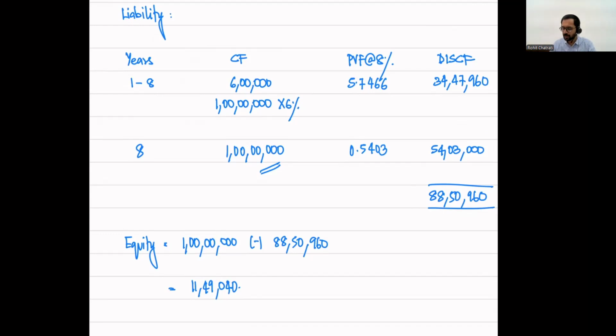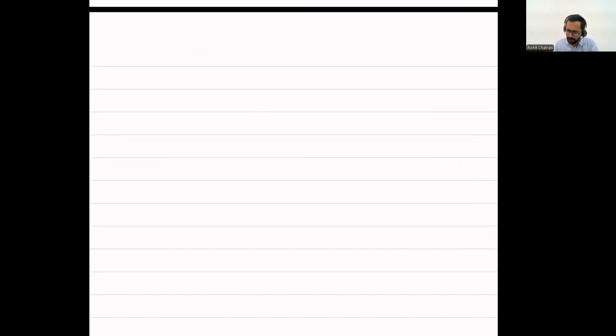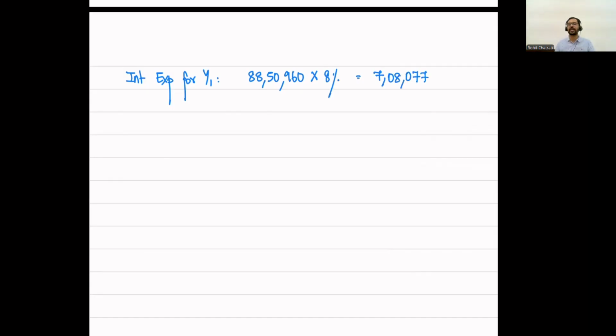All right. So if I actually calculate the interest expense for year one, interest expense for year one will be 88 lakh 50,960. 88 lakh 50,960 basically represents the outstanding debt value. It is the balance sheet debt value. On this, we are going to apply not the coupon rate of 6%, but we are actually going to apply the market discount rate of 8%. We are going to calculate interest using the market rate of interest, and this is going to be equal to 7 lakh 8,077. All right, it's approximately 7 lakh 8,077.